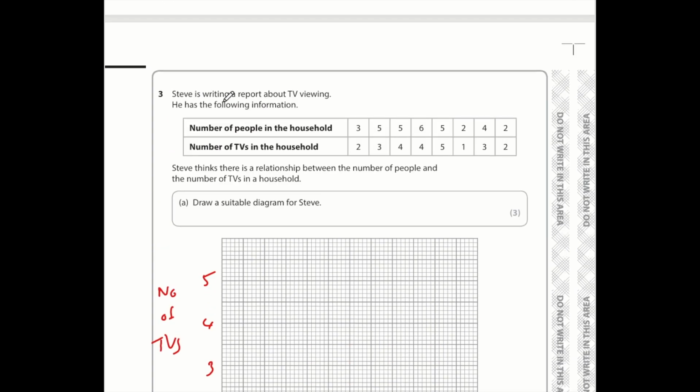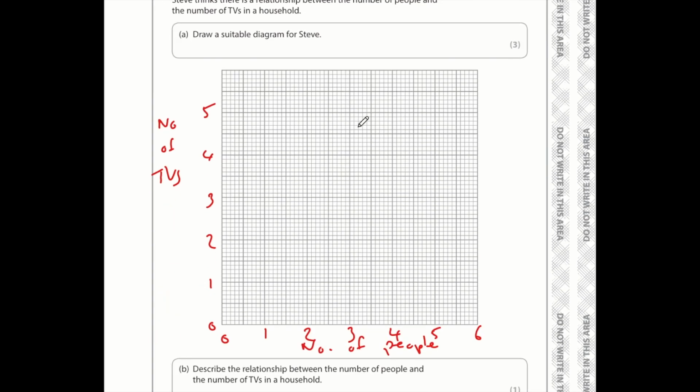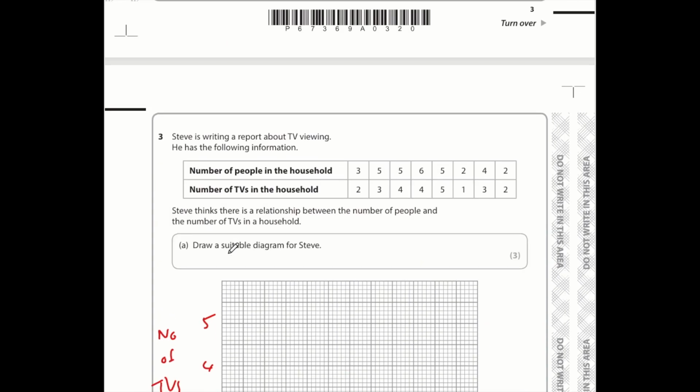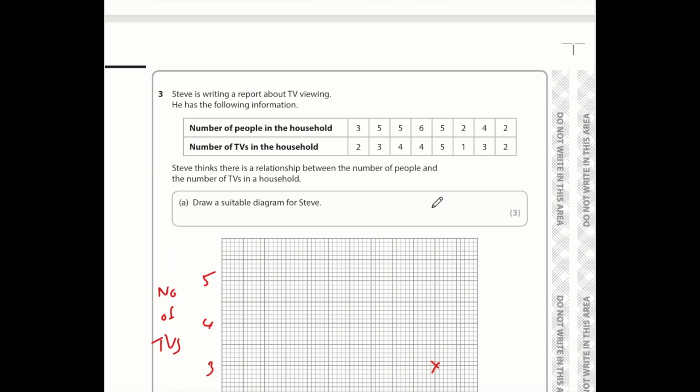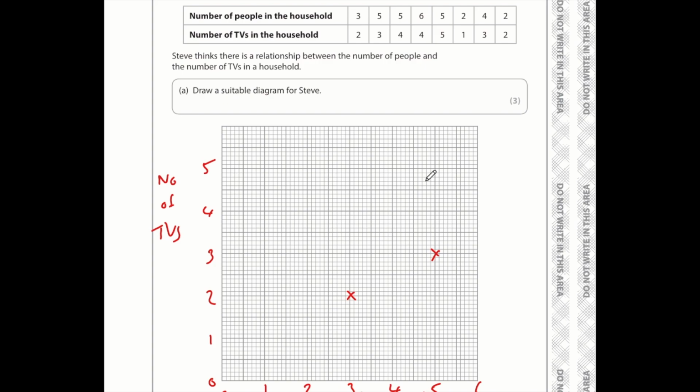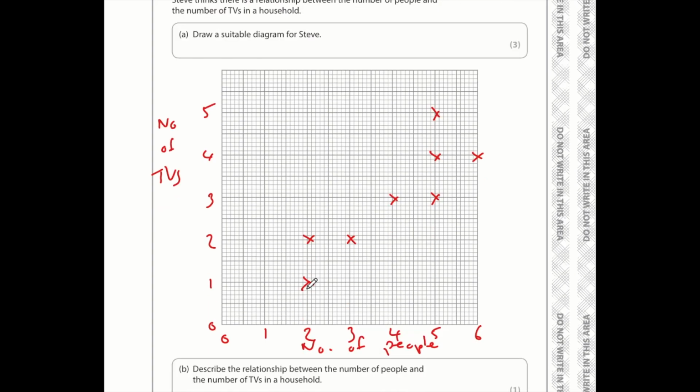Okay. So we've got 3 people, 2 tellies. Then we've got a 5 and a 3. So 5, 3. 5, 4. 6, 4. 5, 5. 2, 1. 4, 3. And 2, 2. Okay, so there is our suitable scatter graph.